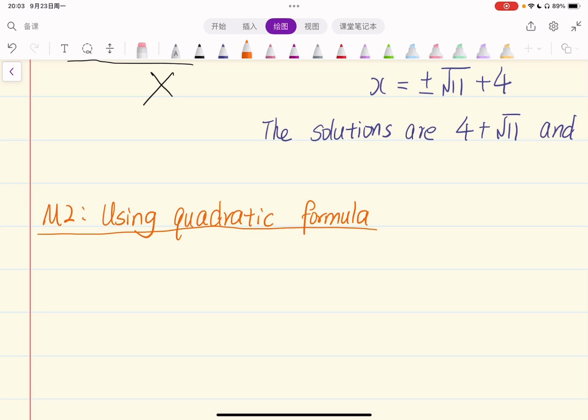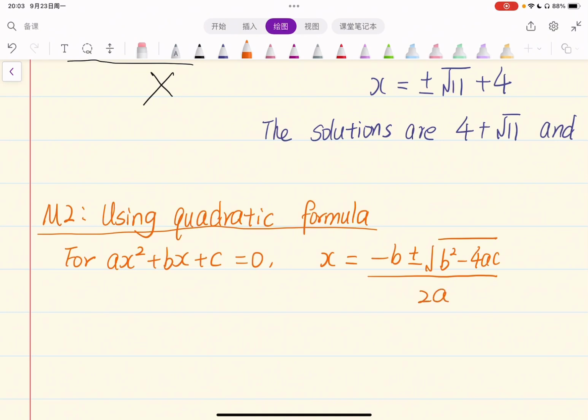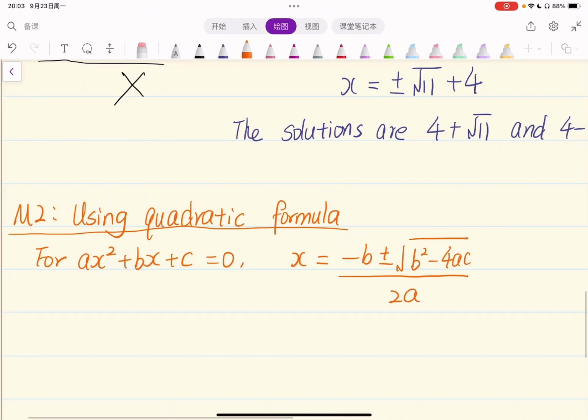So what is the quadratic formula? Let me introduce. For ax squared plus bx plus c equal to 0, we have solutions by calculating the formula. That is x equal to minus b plus minus square root of b squared minus 4ac over 2a. That is what we call the quadratic formula.